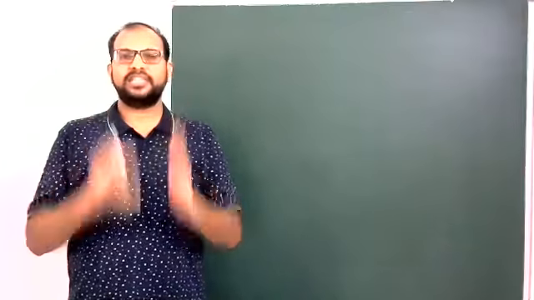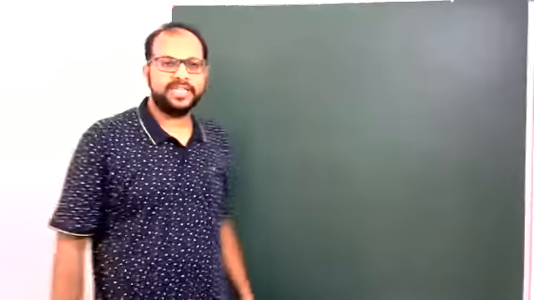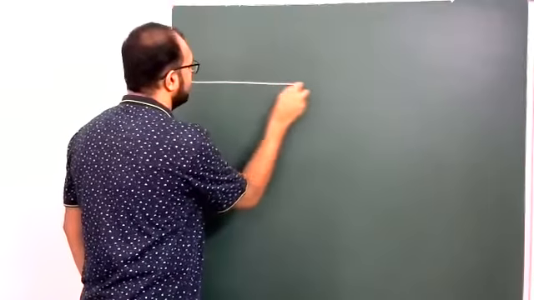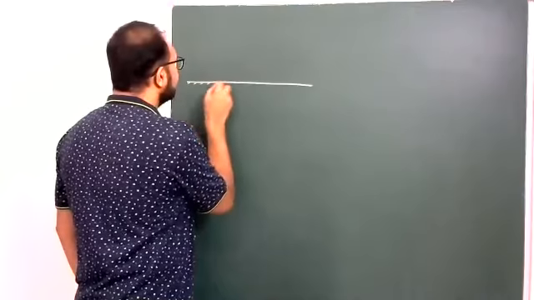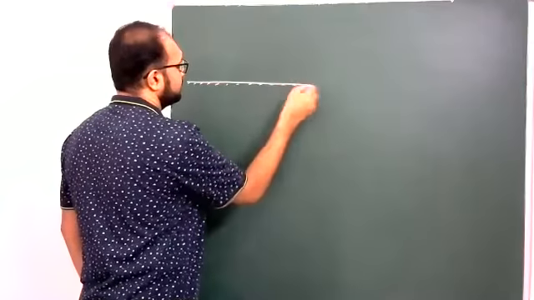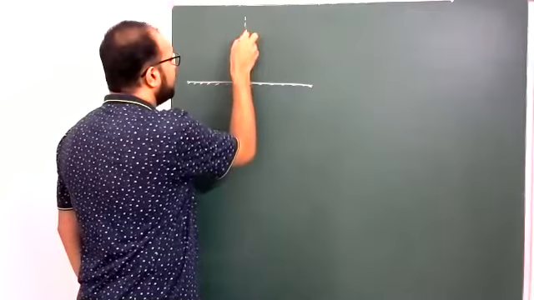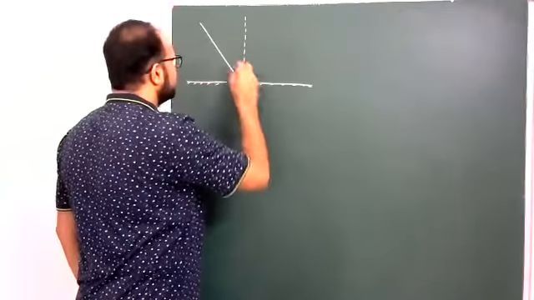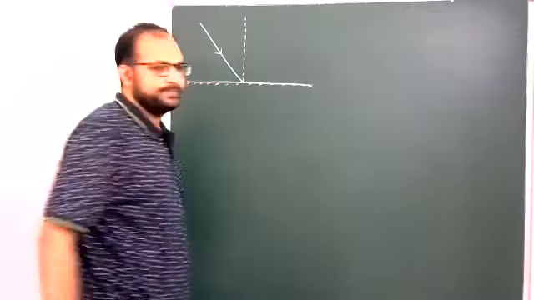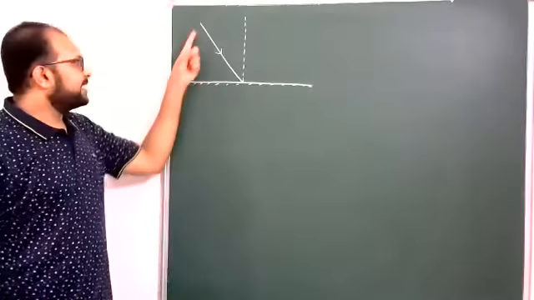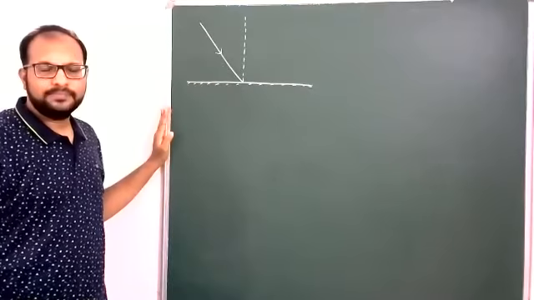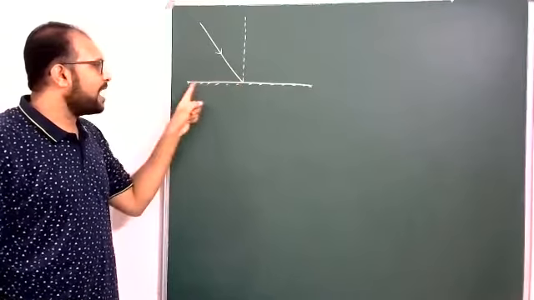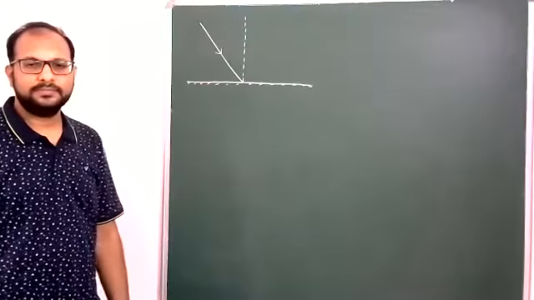Angle of deviation. Just wait. This is the normal to the reflecting surface. This is the incident light ray. Students, it is one light ray direction. That light ray is incident at this point on the reflecting surface.